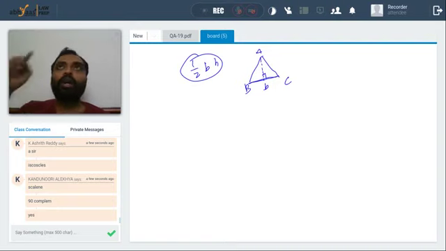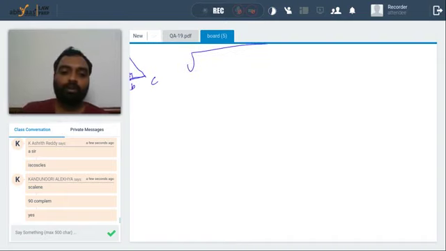If I don't know the height, and I know only the sides of the triangle, sorry, what about this? Yeah, the formula is this: S into S minus A into S minus B into S minus C.